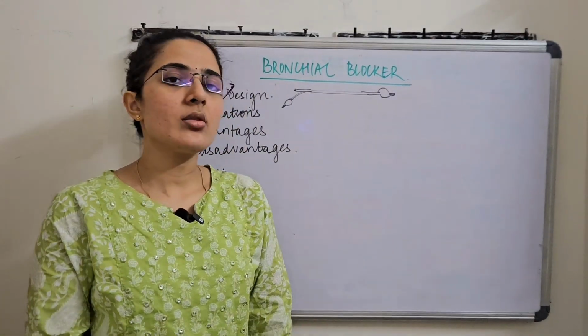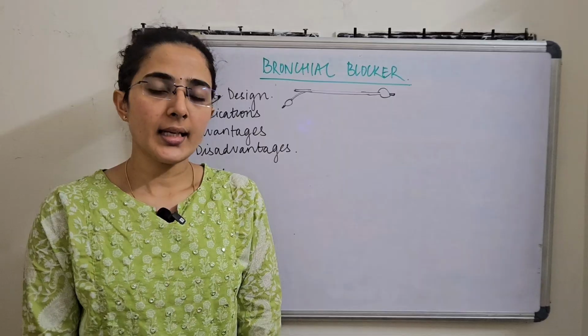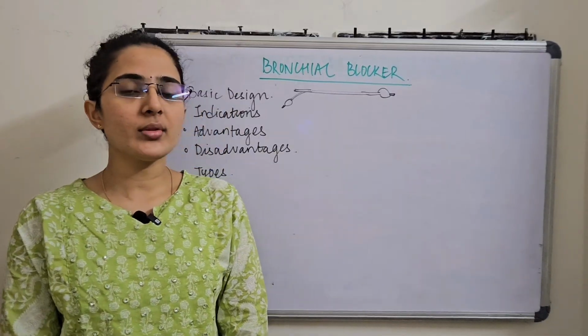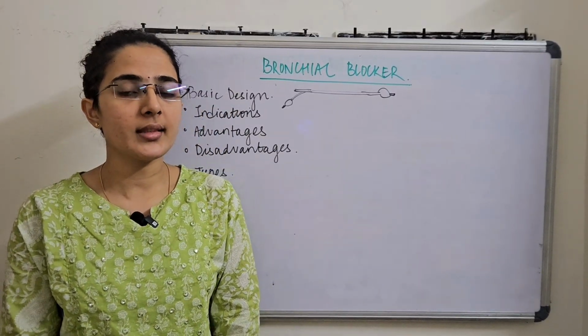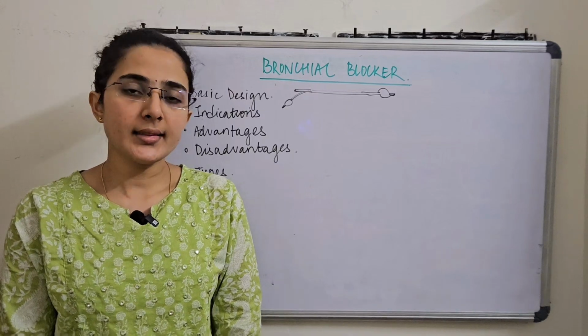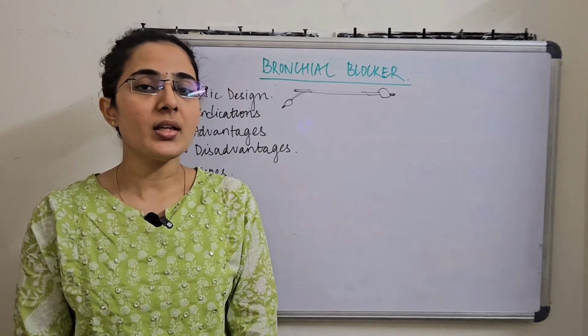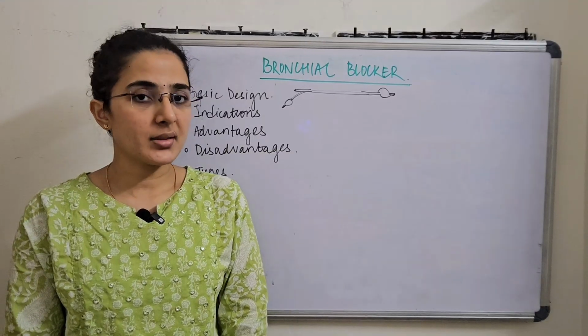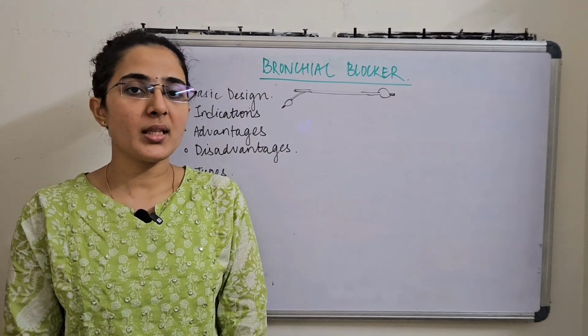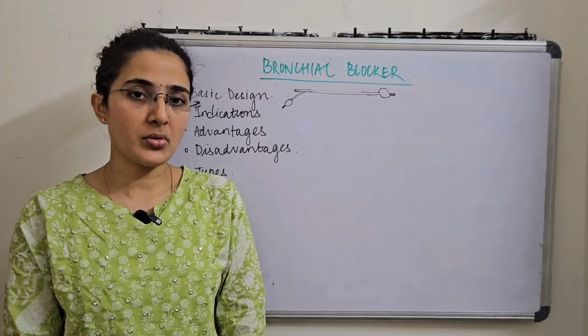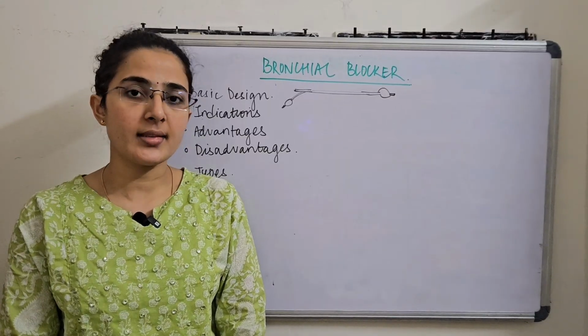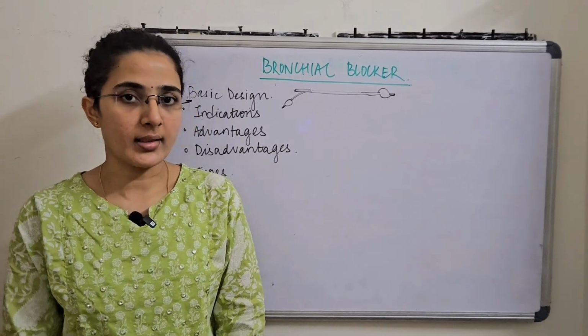Coming to the indications of a bronchial blocker. Like in the case of a double lumen tube, it is used for those conditions which require single lung ventilation. But it is more useful in patients with an anticipated difficult airway, where insertion of a DLT becomes difficult. It is also used in patients who already have an endotracheal tube, so it is very easy to just insert the bronchial blocker through it.